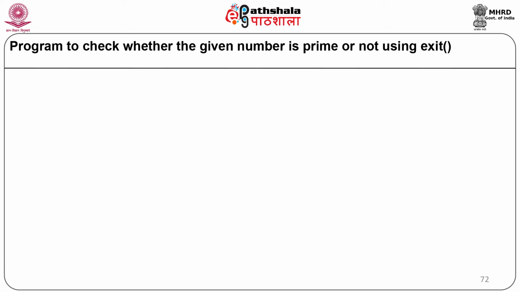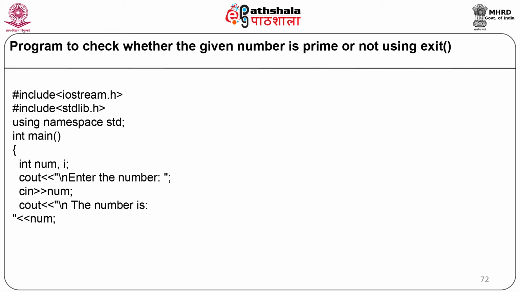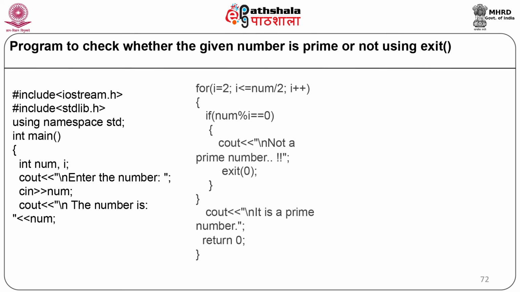Let us see the program to check whether the number is prime or not using the exit statement. #include iostream, #include stdlib, using namespace std, int main will start the program, int num and i. We display the message to the user, enter the number, take the input as cin num, and cout the number is num. Now we start the for loop, for i equal to 2, i less than or equal to num by 2, i plus plus. If num mod i is equal to 0, we display the message not a prime number, exit 0, end of if condition, end of for loop, cout it is a prime number, return 0, and end of the main program.